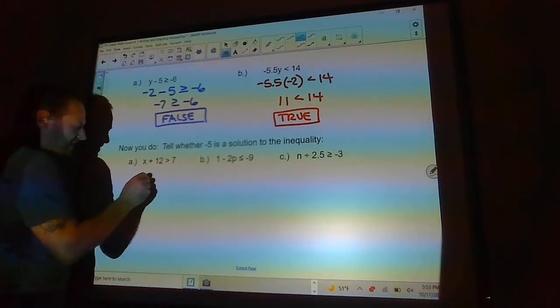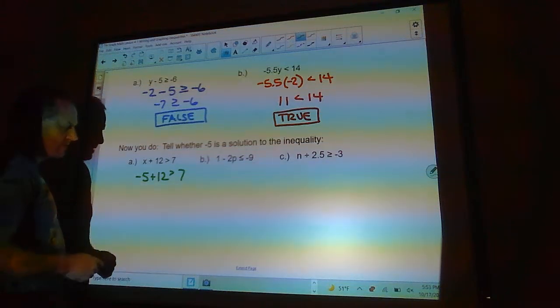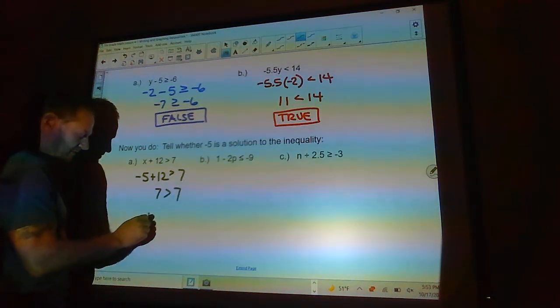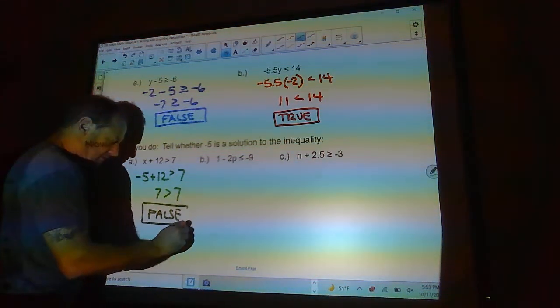Okay, so negative 5 plus 12 is greater than 7. And then I get 7 is greater than 7. Well, that's not true. That's false. It's equal to 7. It's not greater than 7.